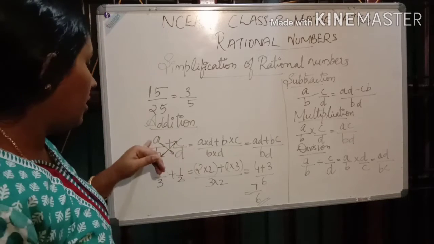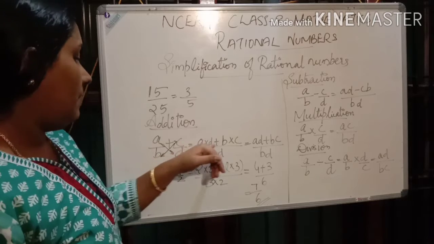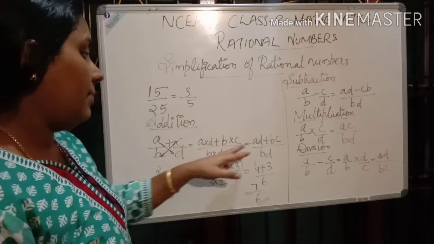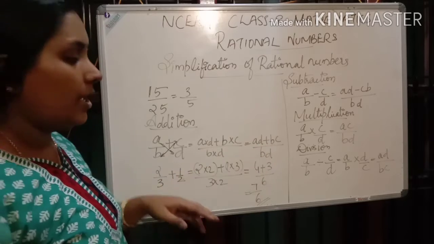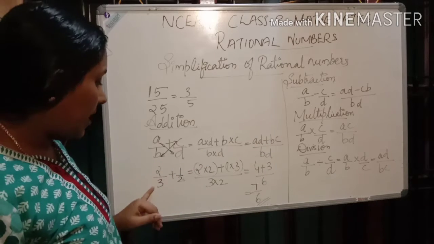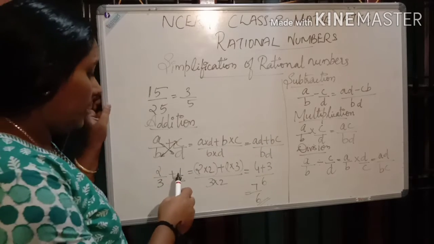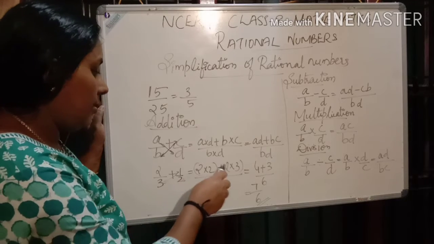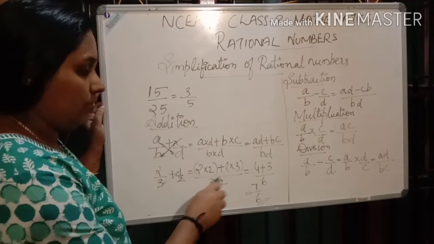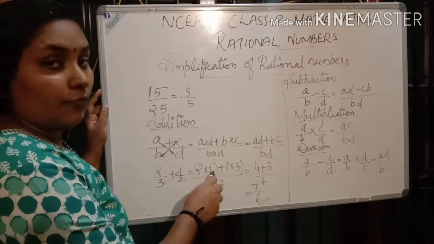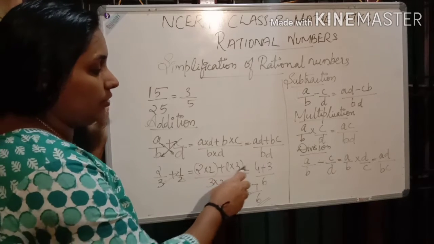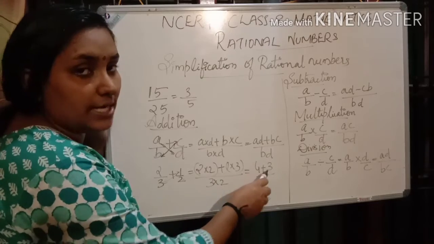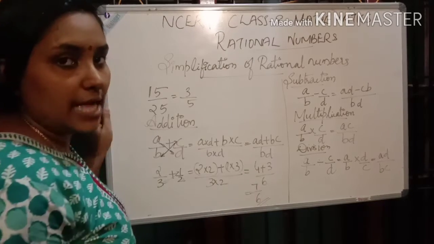While adding two rational numbers, a by b plus c by d is equal to a into d plus b into c divided by b into d. That will be equal to ad plus bc divided by bd. For example, 2 by 3 plus 1 by 2. That will give 2 into 2 plus 1 into 3 divided by 3 into 2. 2 into 2 is 4, 1 into 3 is 3, divided by 6. 4 plus 3 is 7.